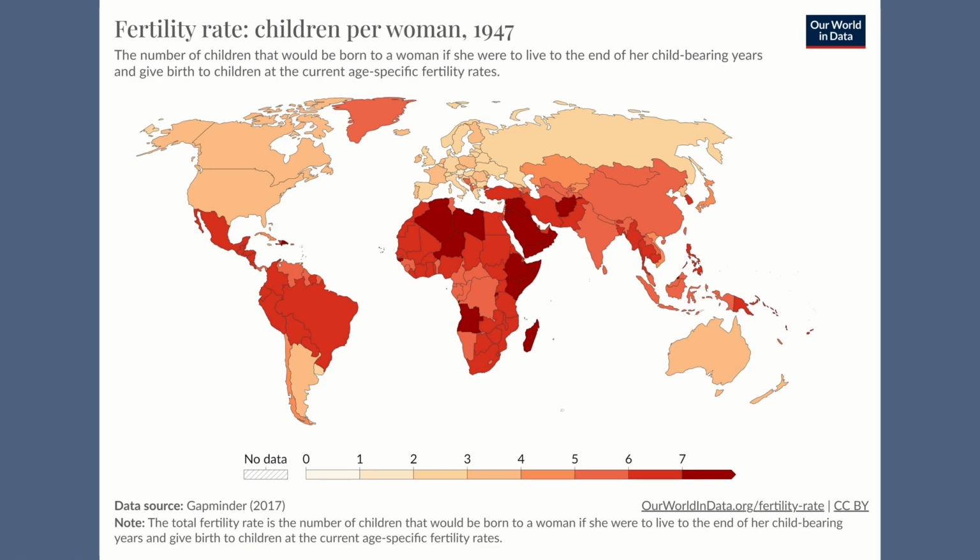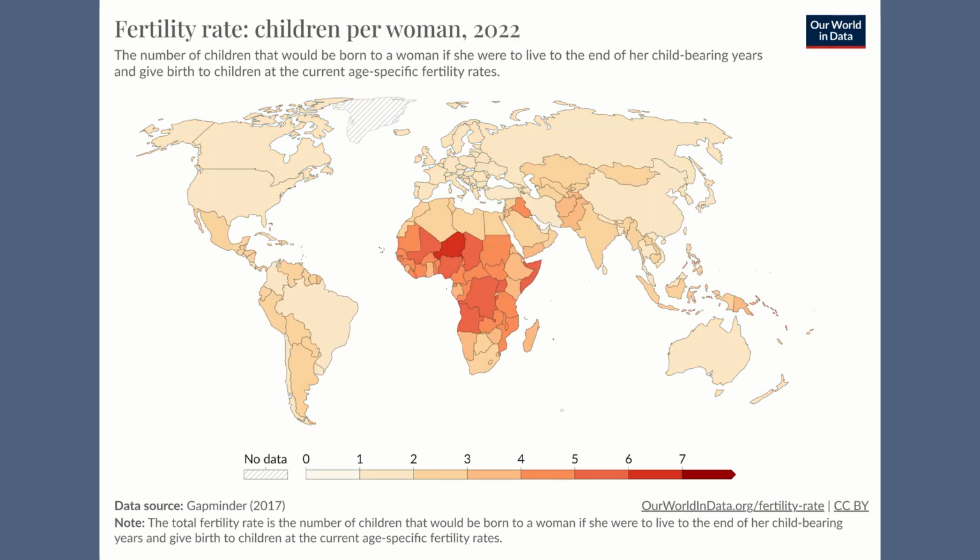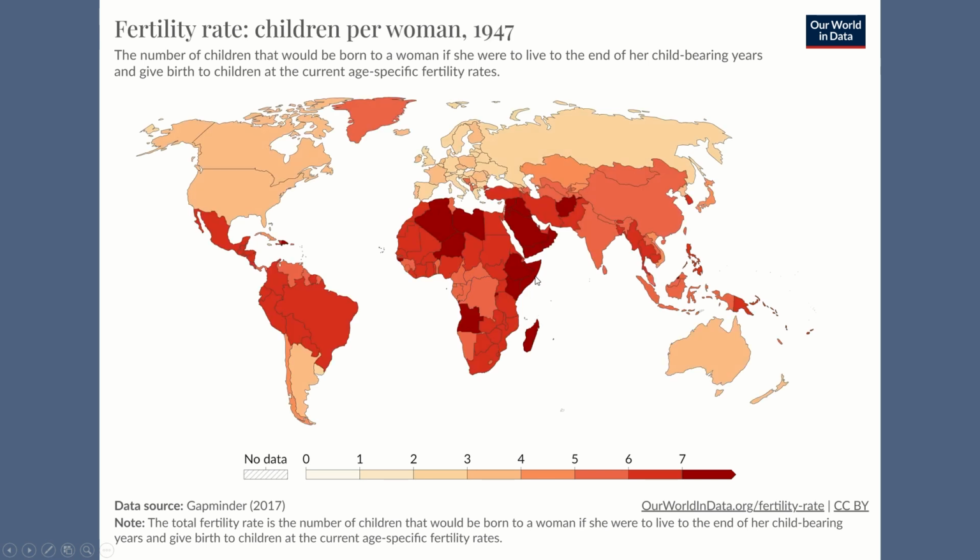In 1947, you saw that the fertility rate per woman was very high in much of the south or the tropical regions of the world, and lower in the more temperate regions that were typically more developed at the time. By the time you get to 2022, most of the world now has a much lower fertility rate, with the exception of Africa, which has lowered its fertility, but not nearly as much as the rest of the world. You can see the difference here.